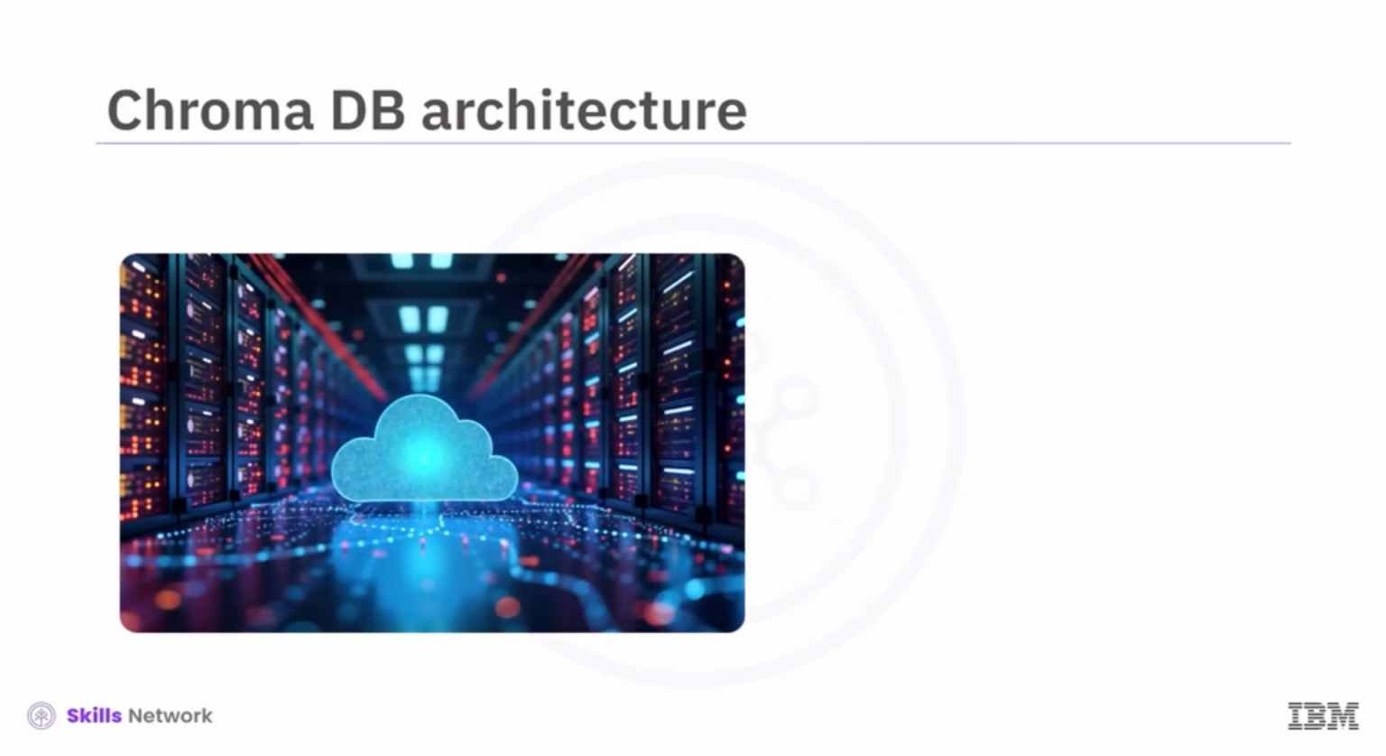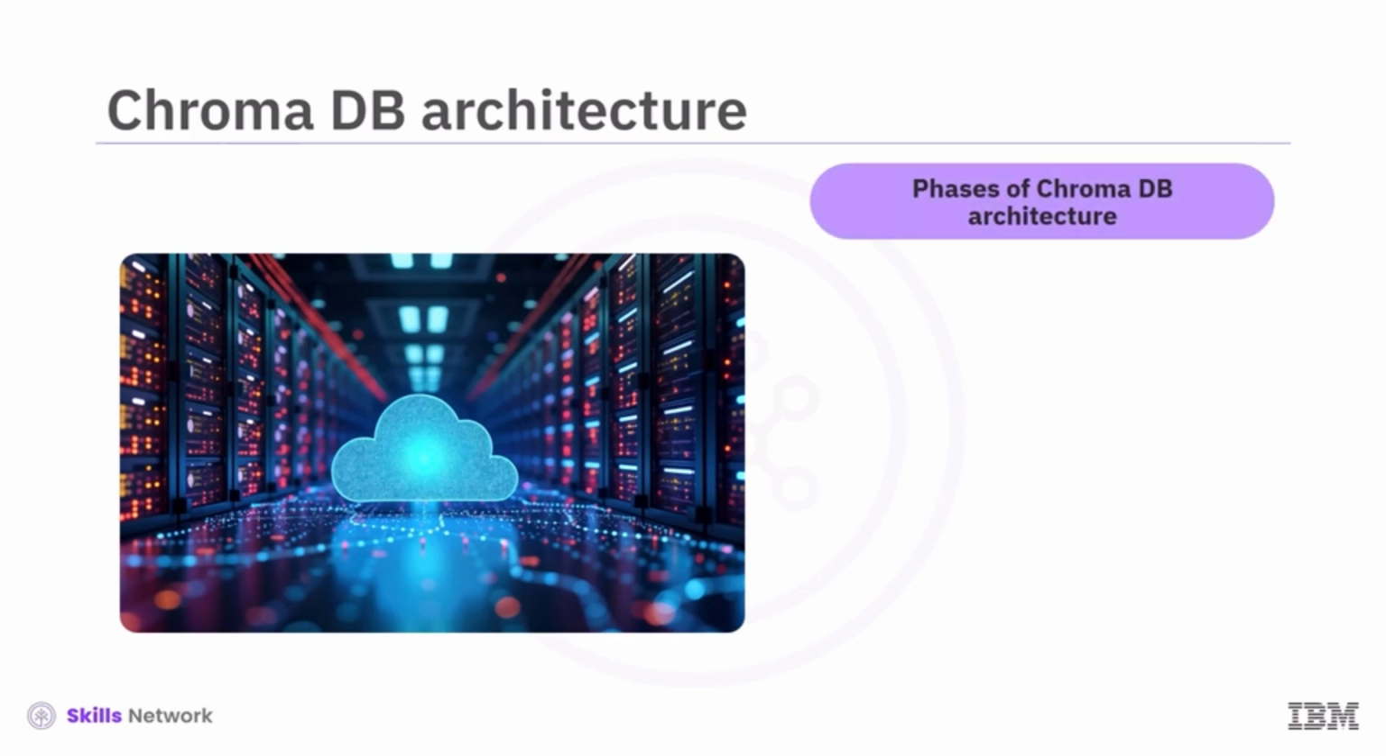Let's take a brief look at Chroma's vector database architecture. The Chroma vector database architecture works in multiple phases. During the first phase, which is optional, you'll obtain embeddings. During this phase, you'll convert text, images, or data into their vector representations using an embedding model. This step is optional because you can offload the embedding step to ChromaDB if you want.